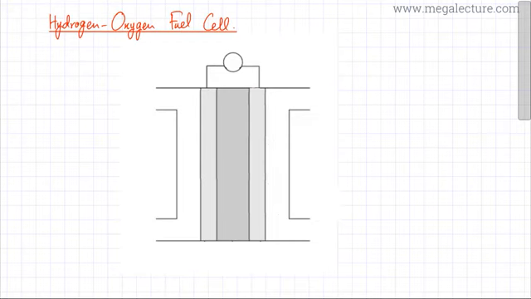In the following video lecture, we're going to discuss the very basic idea of a hydrogen oxygen fuel cell. A hydrogen oxygen fuel cell, or any cell for that matter, is a device that converts chemical energy to electrical energy. So its basic purpose is to produce electricity, which could be used to do or produce work.